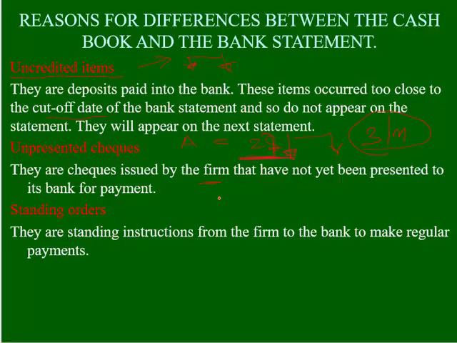So take note, these are things that can cause differences between the cash book and the bank statement. The other item is standing order. A standing order is an instruction from the firm to the bank to make regular payment. You can ask your bank to make regular payment to some people over the year or at regular intervals. For example, you ask the bank to pay a certain amount of money to somebody every month. Probably you might forget, or in a particular month you have not taken note of that standing order, but the bank has already effected it for you. Then that might also cause differences between the two balances.